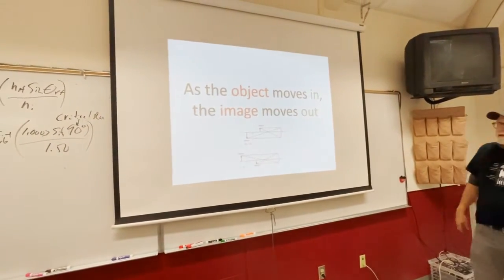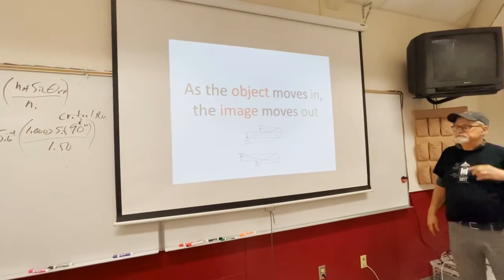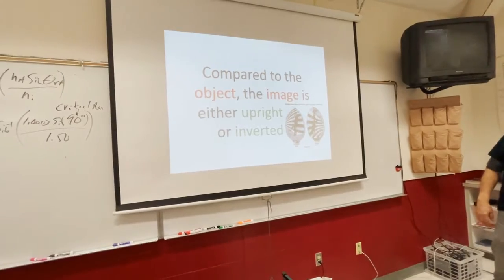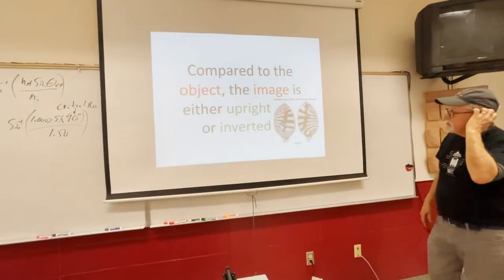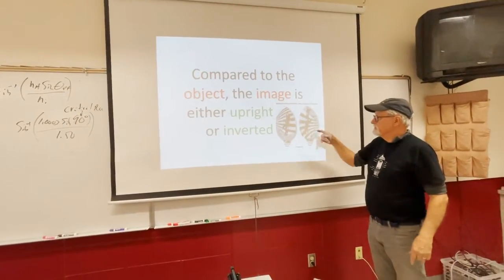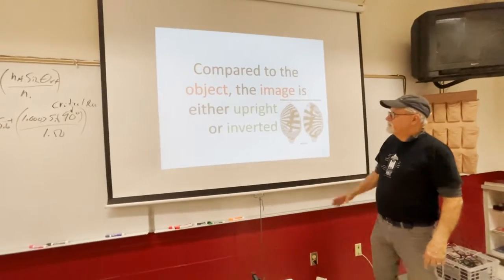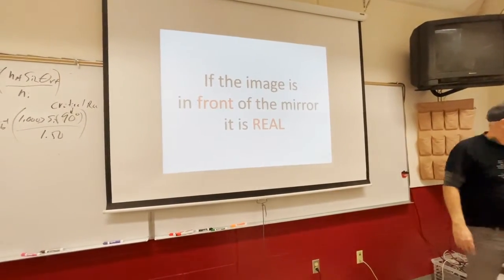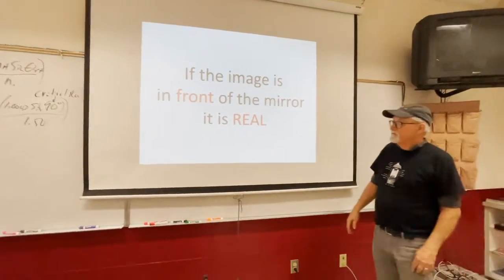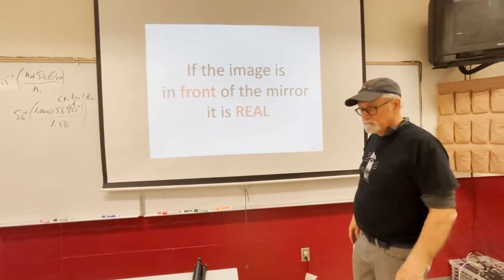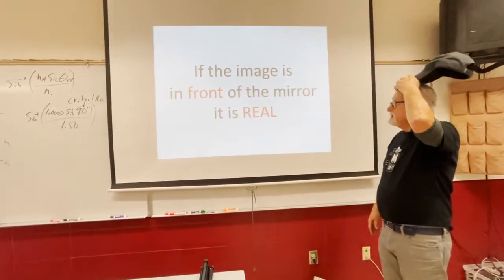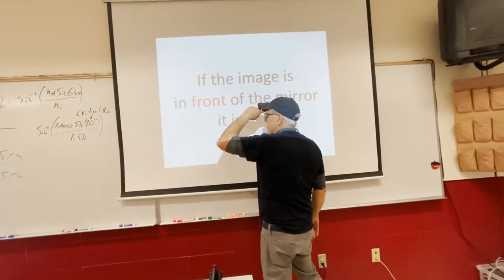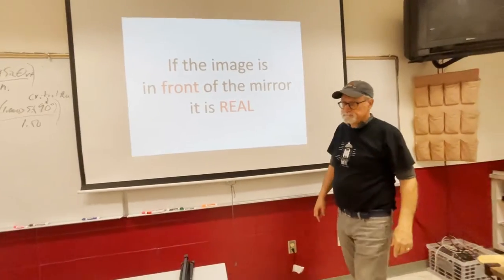And we already talked about this. As the object moves in, the image moves out. If you're describing the image, it's either upright or inverted. Upright is standing up. Inverted is on your head. The image is in front of the mirror and it is real. So if the image is in front of the mirror, it's real.